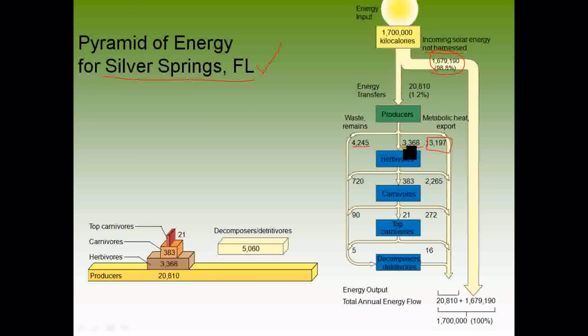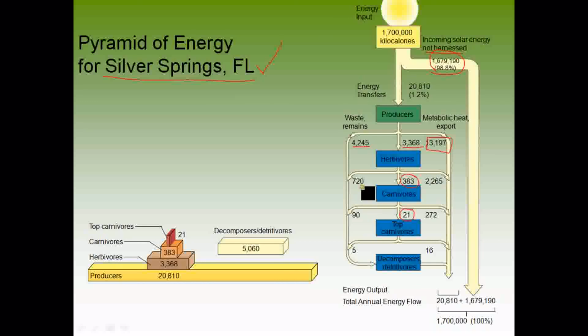The herbivores have 3,368 kilocalories, only 383 for the carnivores. That's almost exactly 10%. And then you go down to the top carnivores, that's even less than 10%. You expect that to be 38 in the 90-10 rule, so there's even less there. So it doesn't follow exactly, but these are all measurable numbers.